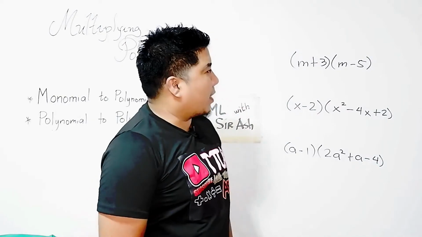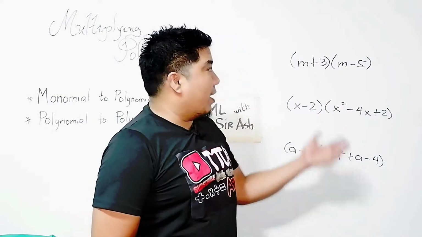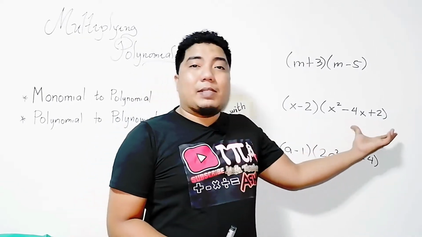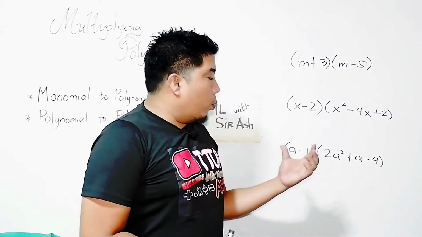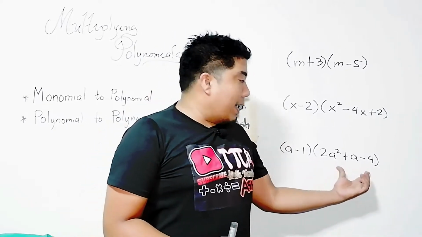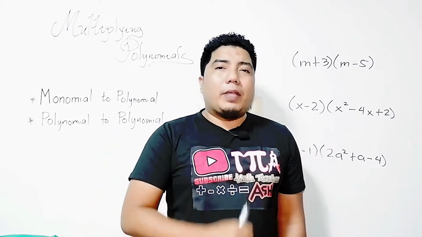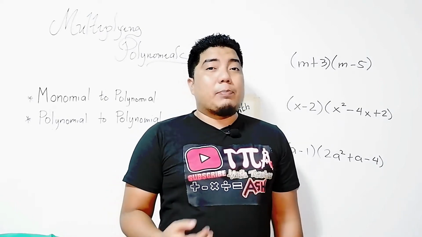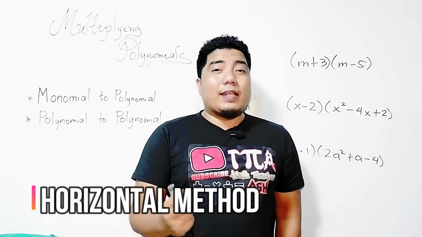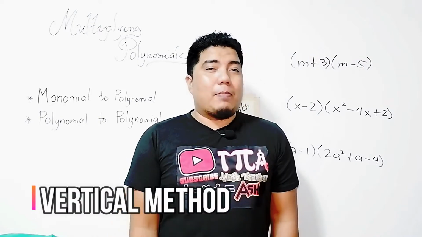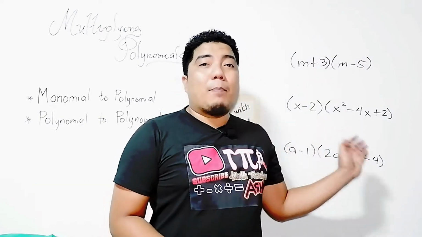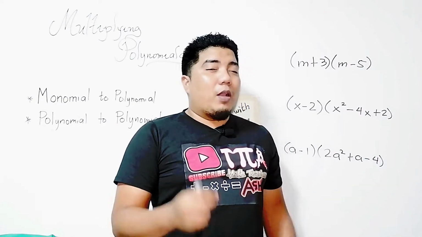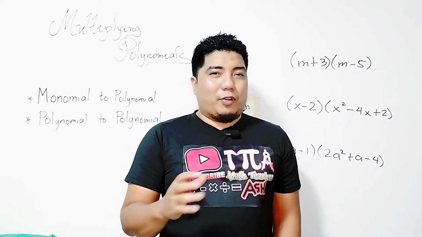times binomial. Okay, so for our first example, we have binomial times binomial. For the second example, we have binomial times trinomial. And for the third example, we have a binomial times a trinomial. Now, my dear math learners, there are two ways to solve this one. The first one is by the use of the horizontal method, and the second one is by the use of the vertical method. Now, for the first two examples, I will show you how to use the horizontal method, and on the third example, I will show you how to use the vertical method.